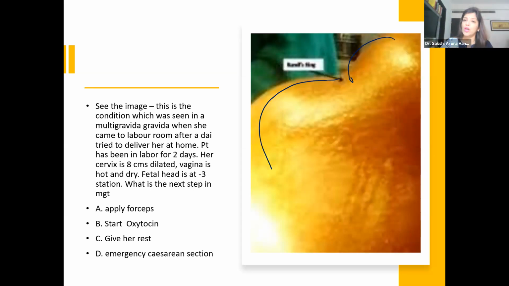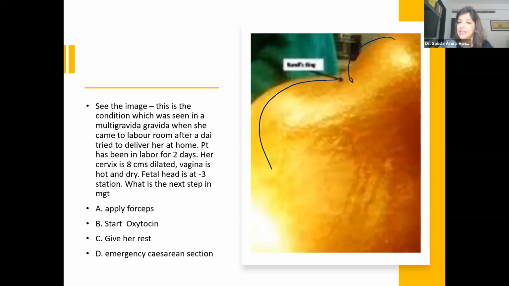Now, the upper uterine segment and lower uterine segment both behave very differently at the time of labor. At the time of labor, it is the upper uterine segment which will contract and relax actively, and it will try to push the baby out. And it is the lower uterine segment which passively dilates, right? Now, this patient has been in labor for 2 days, right? She's 8 centimeters dilated. Her vagina is hot and dry, and her fetal head is at -3 station, right?